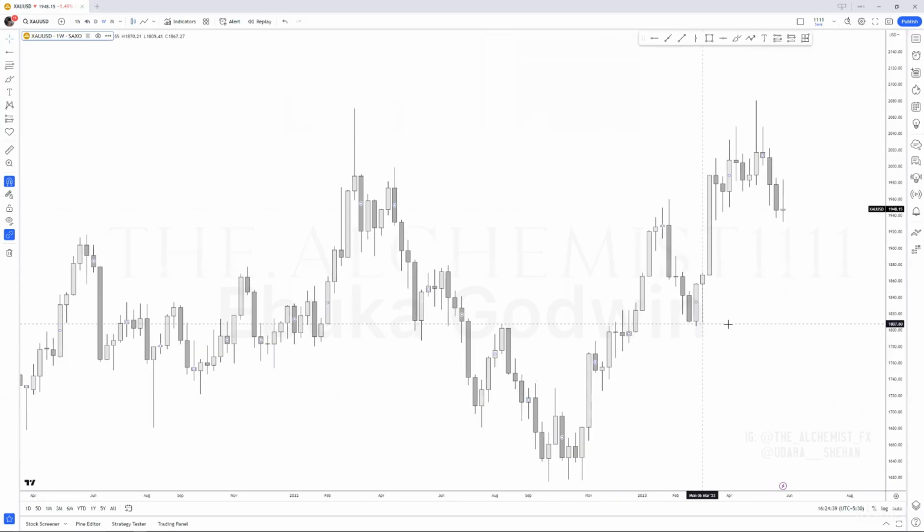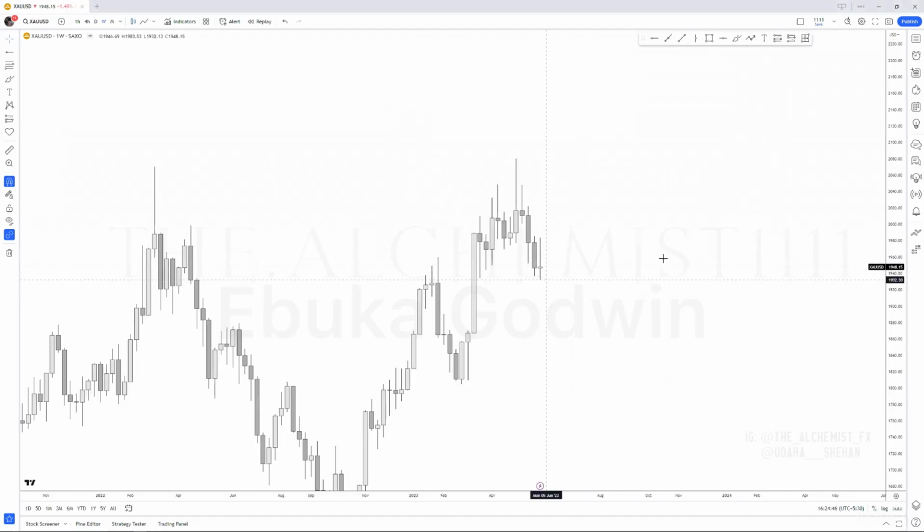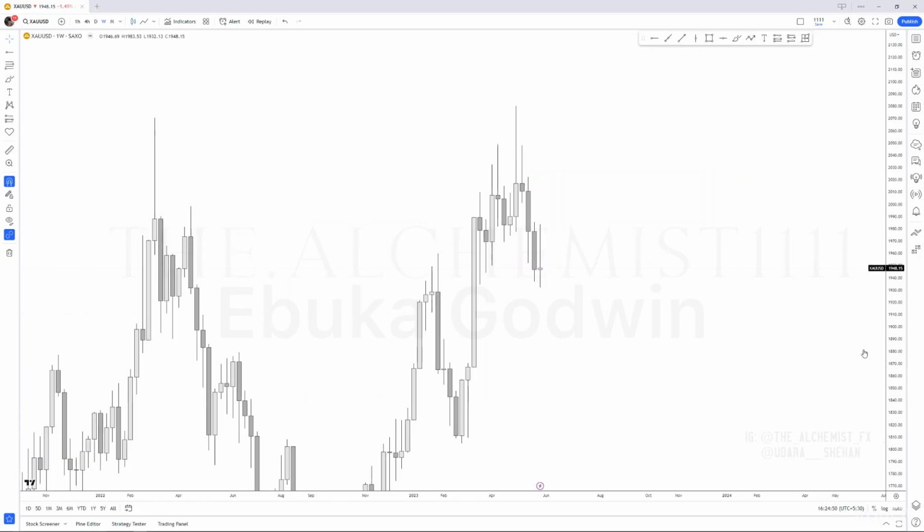Because once you train your eyes, as soon as you open the charts, if you could see them right away, it's very important. It's very, very important that you see them as soon as you open the charts, otherwise you'll be struggling. Okay, so let's see.